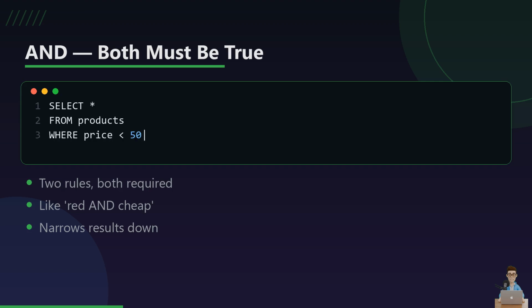AND is like shopping with two demands at once. It has to be cheap and it has to be in stock. Both boxes must be ticked or the row is out. So here a $50 item that's sold out gets rejected because it only passed one test. In short, AND makes your filter pickier and your results smaller.